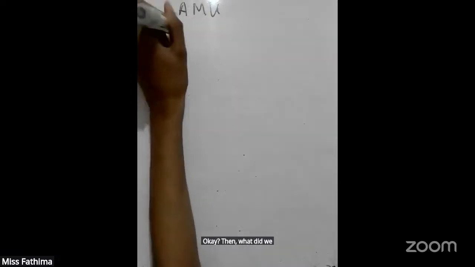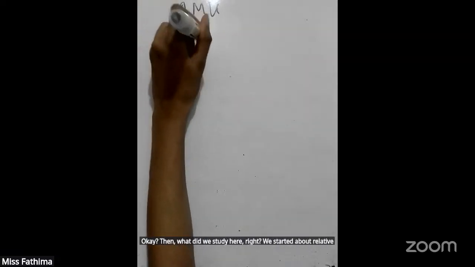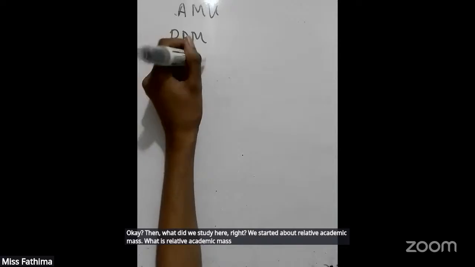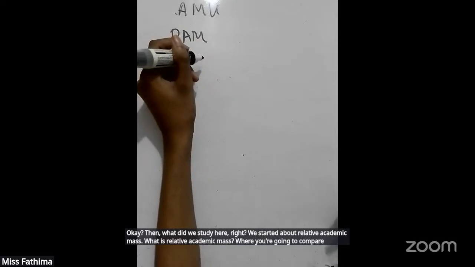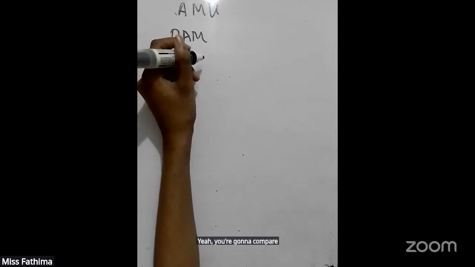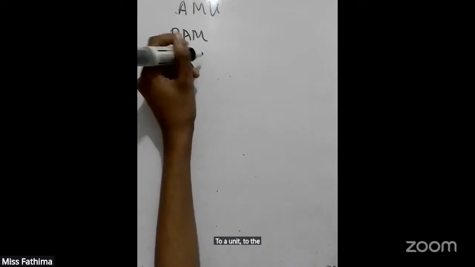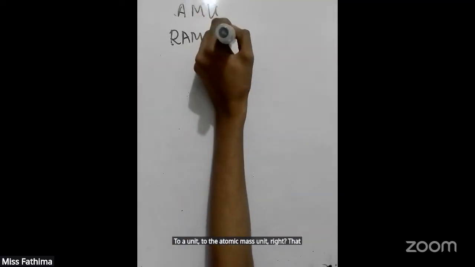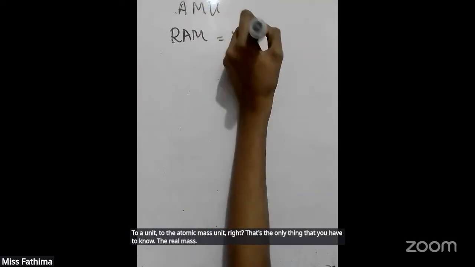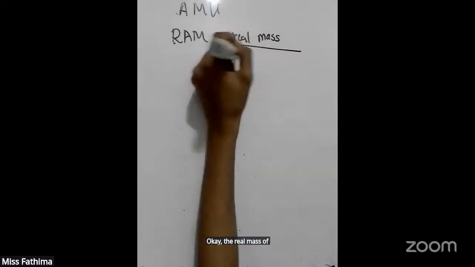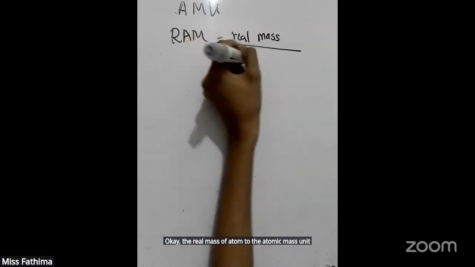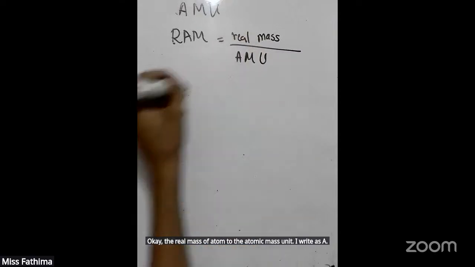Okay. Then what did we study, children? We studied about relative atomic mass. What is relative atomic mass? Where you are going to compare the atomic mass, the mass of the atom, to the atomic mass unit, right? That is the only thing that you have to know. The real mass of the atom to the atomic mass unit. I write as AMU, atomic mass unit, okay?